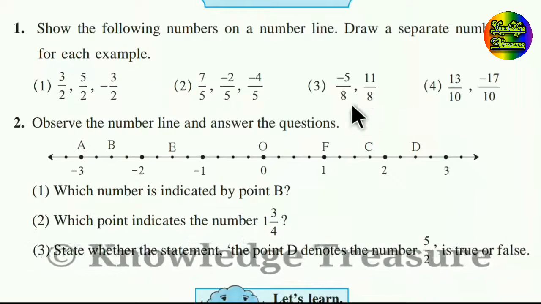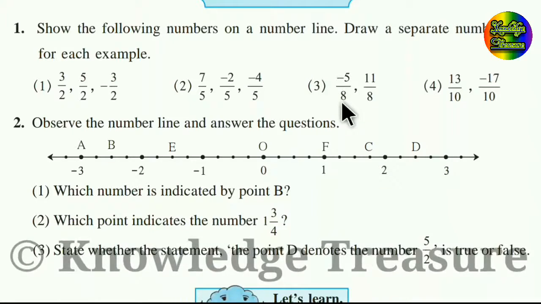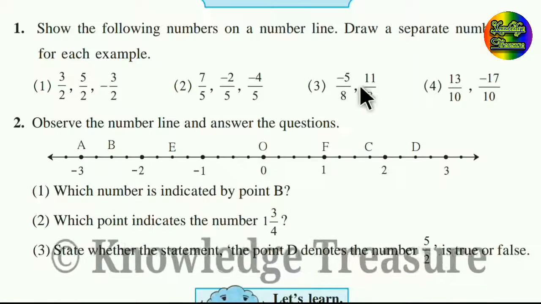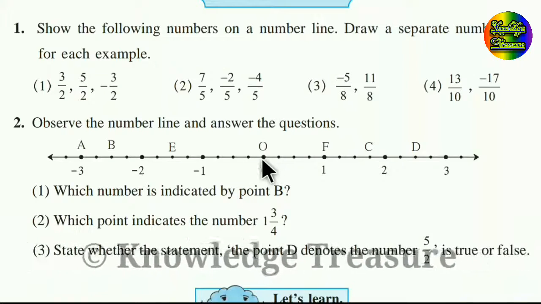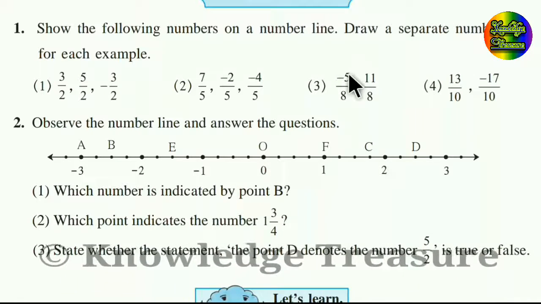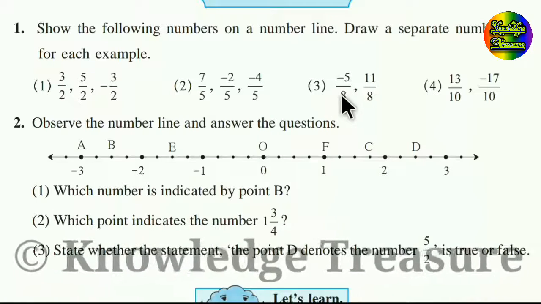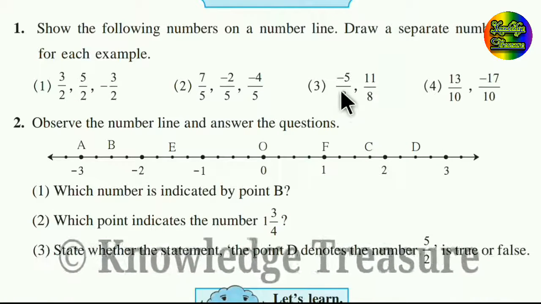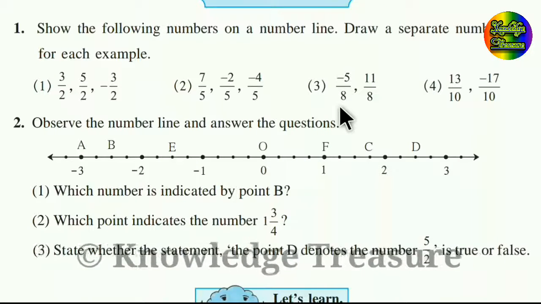Okay. After that, what you have to do here? Minus 5 upon 8. First of all, show the 5 upon 8. That is 5 into 1 upon 8. You have to take 5 points after 0. You are getting 5 upon 8. And if you are counting the same subunits or points on the left hand side, you are getting minus 5 upon 8.